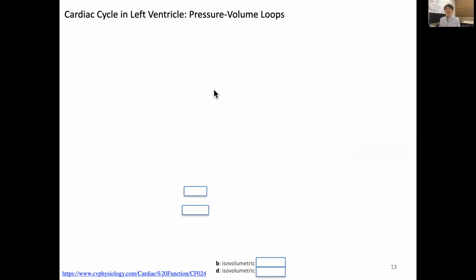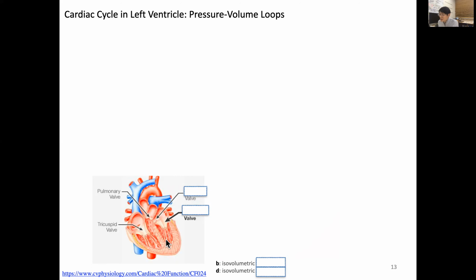So now I want to get a little deeper into the cardiac cycle of the left ventricle in terms of both pressure and volume aspects. So first, let's look at the left ventricle. The outlet is called the aortic valve, and the inlet is called the mitral valve. So in terms of the left ventricle, it's connected to the left atrium and aorta. And the valves turn on and off depending on which pressure is higher.